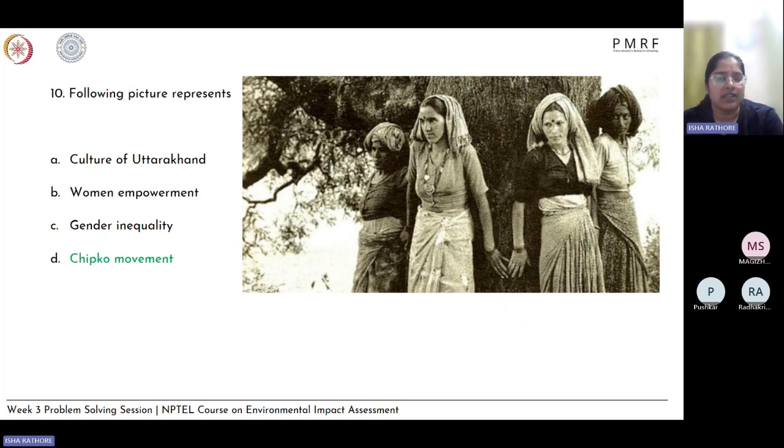So the Chipko movement was when the people of this particular place hugged the trees, hence the term Chipko. They hugged the trees to prevent the development of that area. So again, the Chipko movement played a very significant role in EIA being what it is today in India, and the general environmental awareness as well.